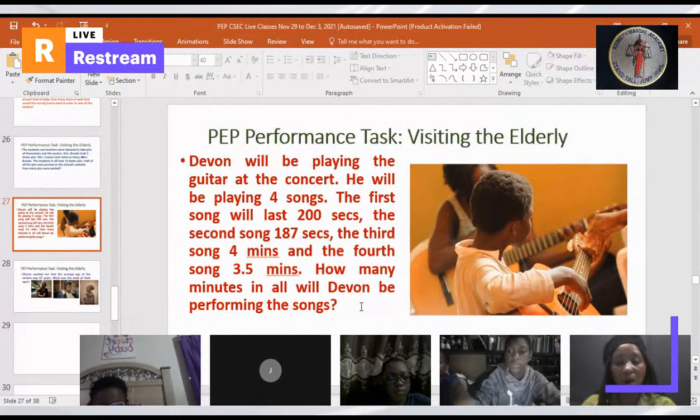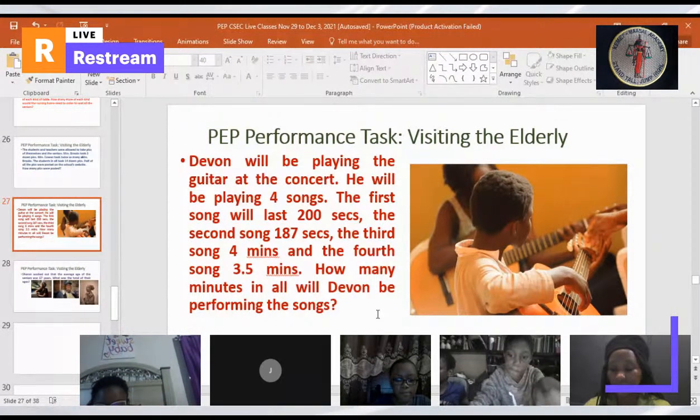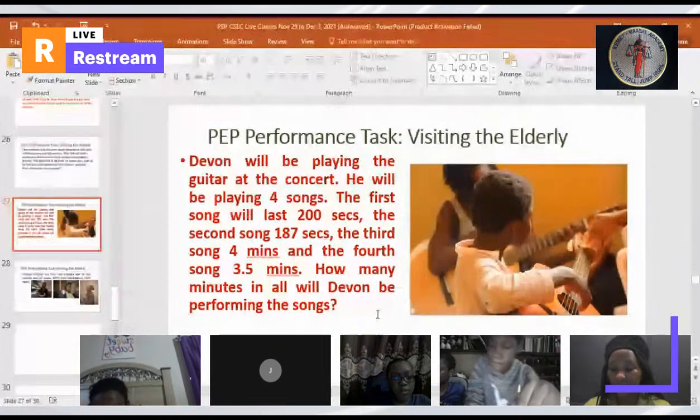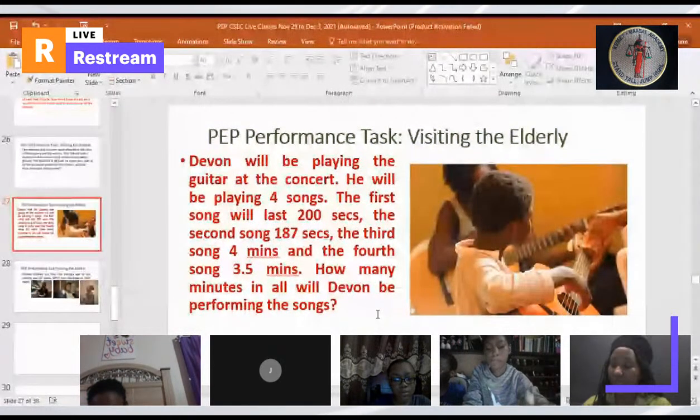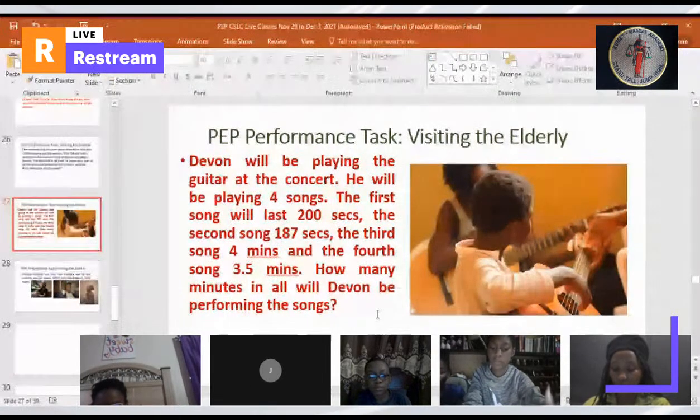So now that we have them all in seconds, we can add them up. It's 200 plus 187 plus 240 plus 210, and we get 837. So now we're going to change that to minutes by dividing by 60. But there's a discrepancy here. When we divide 837 by 60, how much do we get?